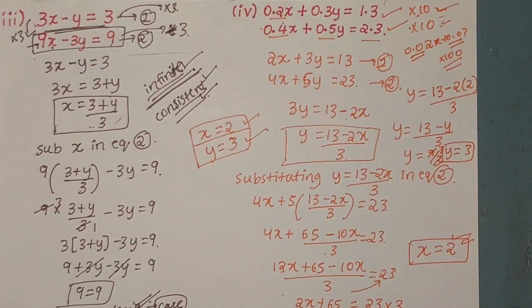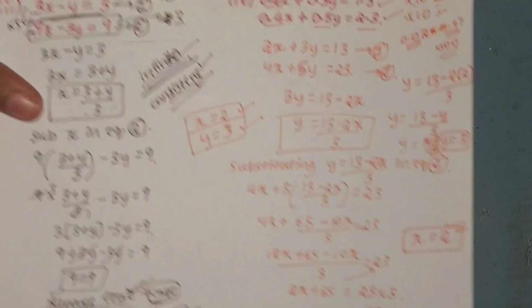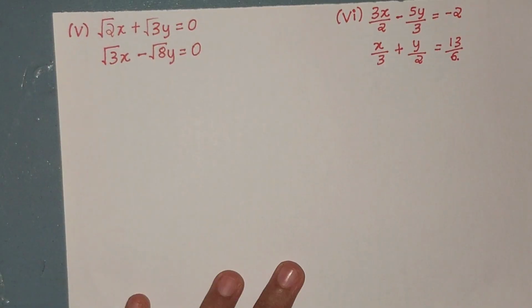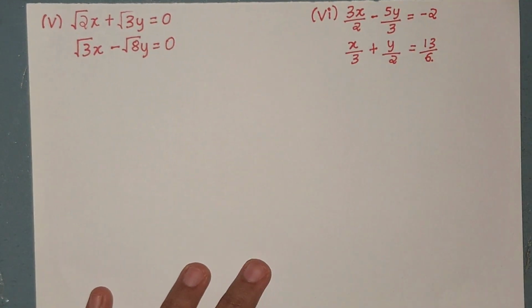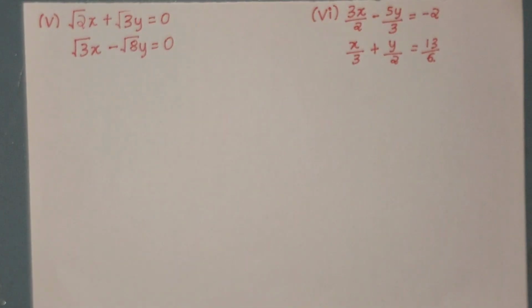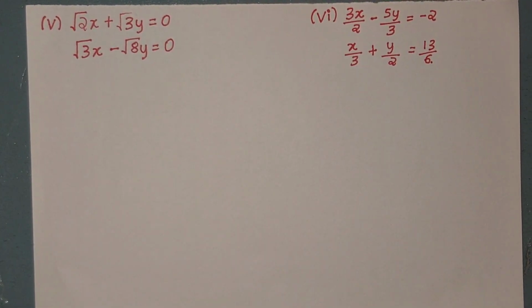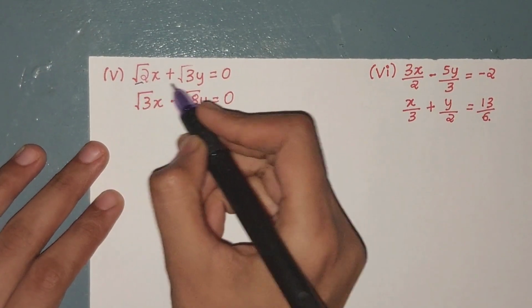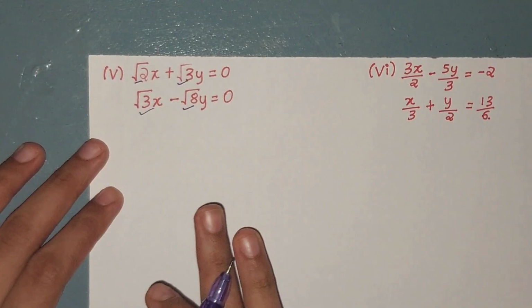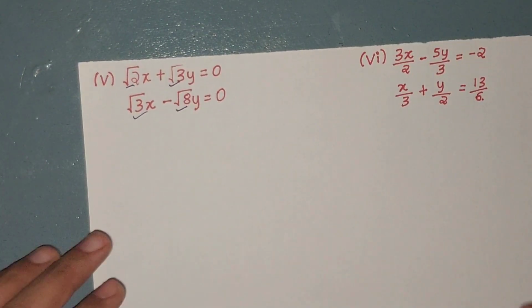Okay, so moving on to the next part. Your next part is root 2x plus 3 root 3y is equal to 0, and root 3x minus root 8y is equal to 0. Now how will I solve this? Easy, easy, easy. If you're getting frightened by seeing these roots, don't worry, I'll help you do it.